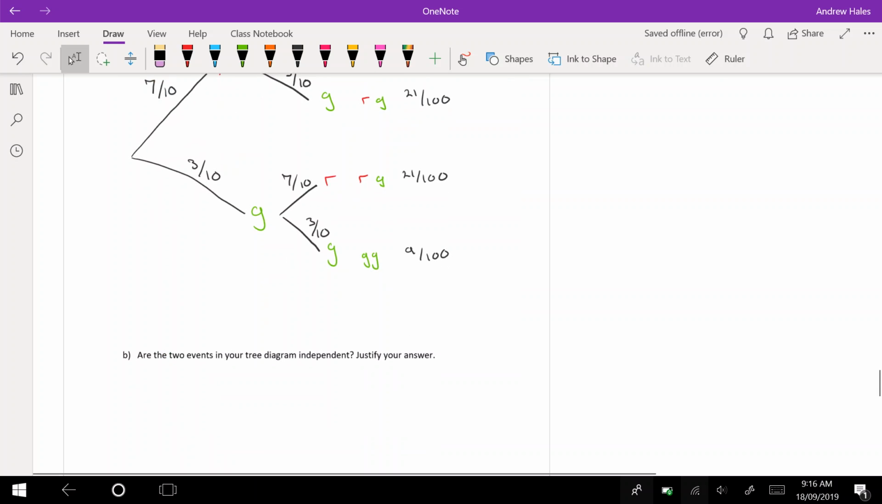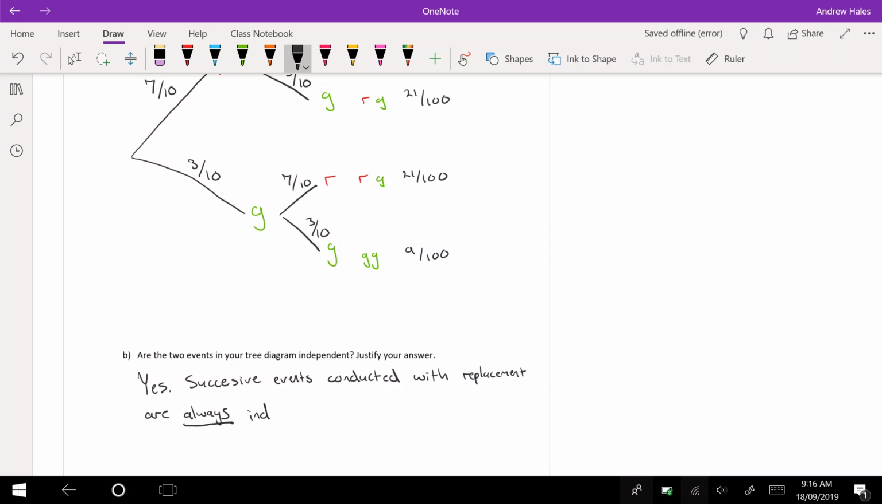Are the 2 events in your tree diagram independent? Justify your answer. Yes. Successive events conducted with replacement are always, and I'll underline that, always independent.